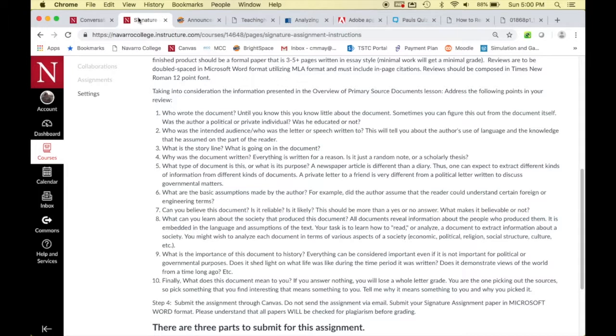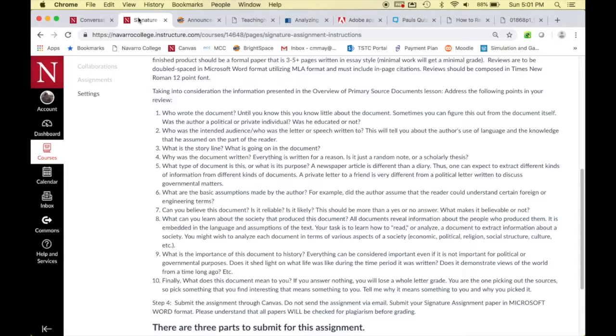Who produced your document? How much do we know about the document and the author that produced it? Because knowing something about the person that created whatever it is that you're looking at can tell us something about the document itself. Was the author a public figure? Were they a private individual? What type of person were they? What profession did they have? What kind of education did they have? All of this gives us some information about the source.